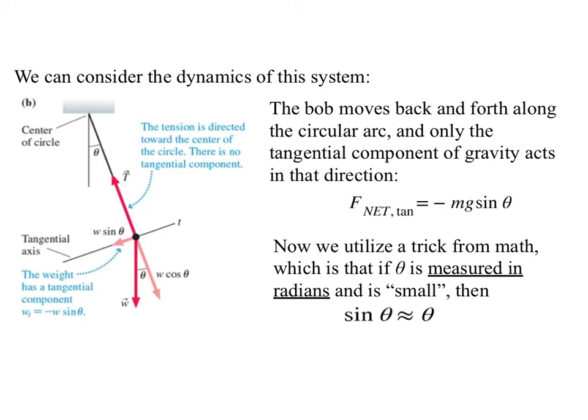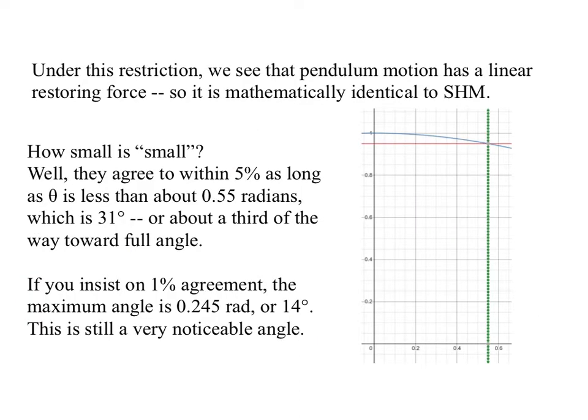Now we're going to use a trick from calculus, which is that if theta is measured in radians and is quote-unquote small, then sine of theta is about theta. This tells us that F net in the tangent direction is minus mg theta. With that restriction in place, we see the pendulum motion has a linear restoring force, so it's mathematically identical to simple harmonic motion.